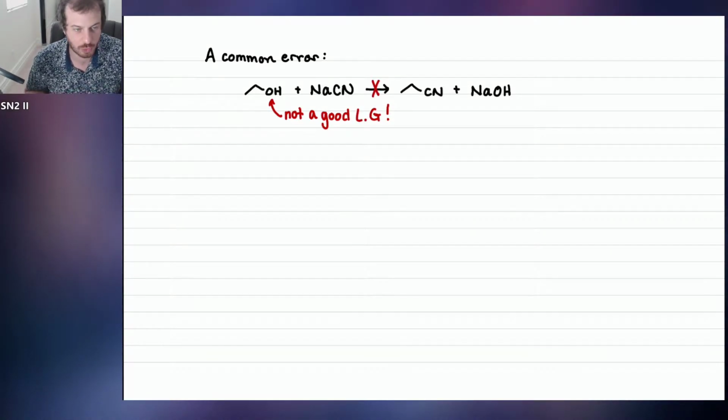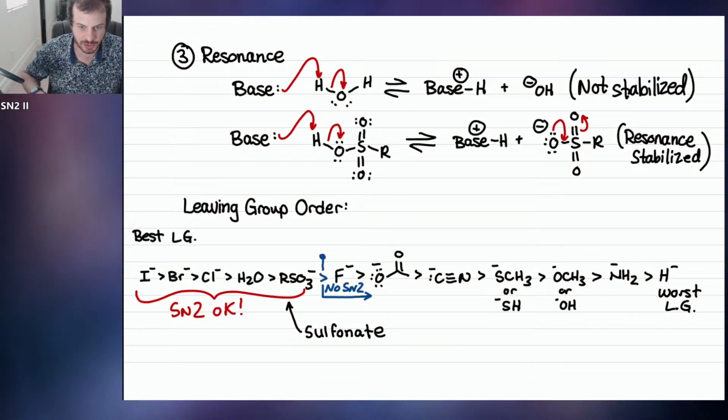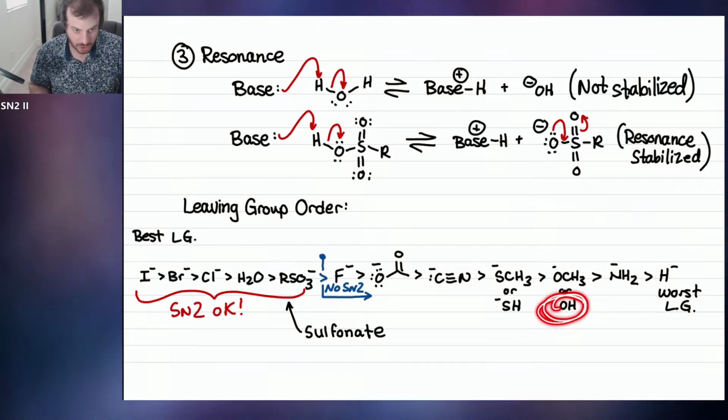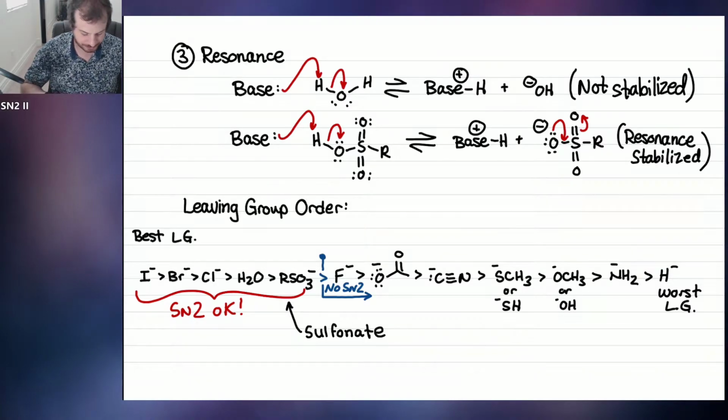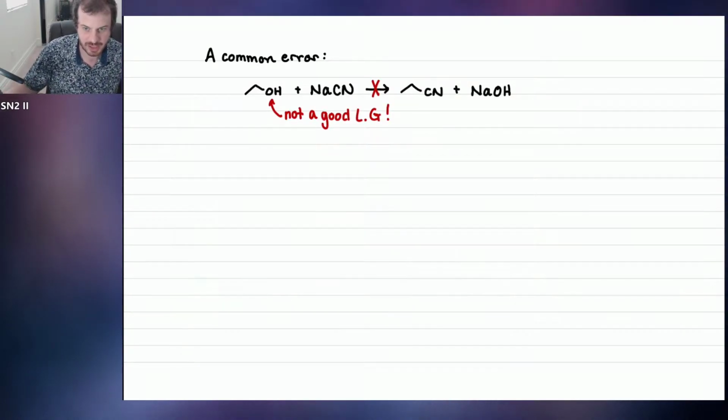If you try this reaction, it won't work because OH is not one of our 5 good leaving groups. Remember, our 5 good leaving groups are iodine, bromine, chlorine, water, and sulfonate. OH, hydroxide, is not one of them. In fact, you can see hydroxide is way over here on the bad leaving group side, which is not okay. But there's an issue here. The reason that students like to make this error is that alcohols are very common in organic chemistry. A lot of times we want to do an Sn2 reaction with an alcohol as the starting material, but we can't. So let me show you a workaround. Let me show you a way you can get around this issue.